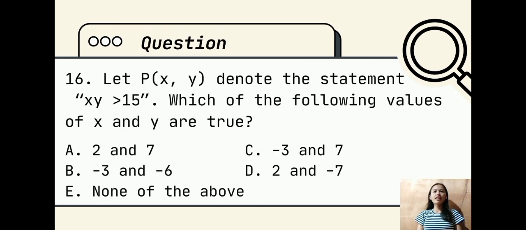Number 16. Let P of x, y denote the statement xy is greater than 15. Which of the following values of x and y are true? A. 2 and 7. B. Negative 3 and negative 6. C. Negative 3 and 7. D. 2 and negative 7. E. None of the above.